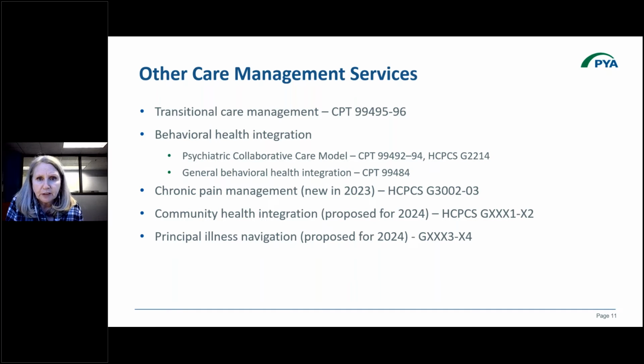And then principal illness navigation, kind of a variation on principal care management. This is intended again for a significant episode of care. The example used in the proposed rule is an individual recently diagnosed with cancer, helping them navigate both interactions with providers as well as social service needs for that period of time. We'll see where CMS goes with this again when the final rule is published.